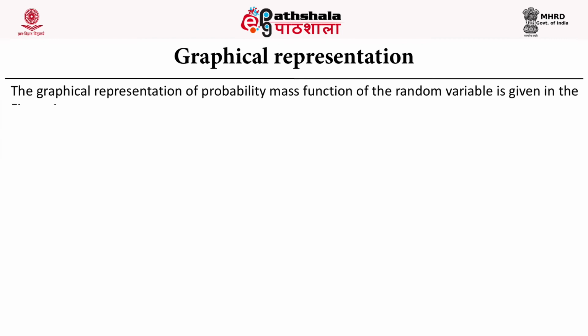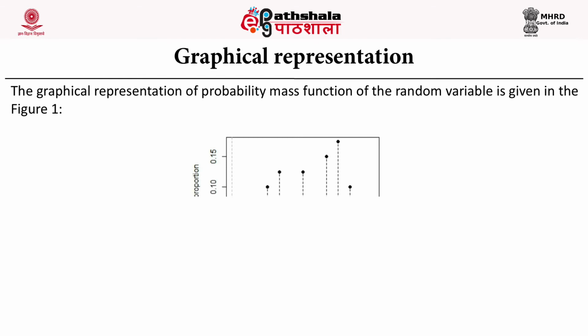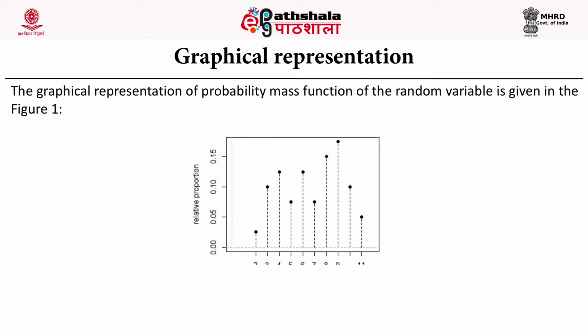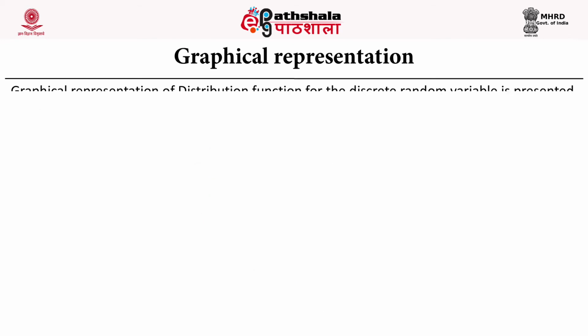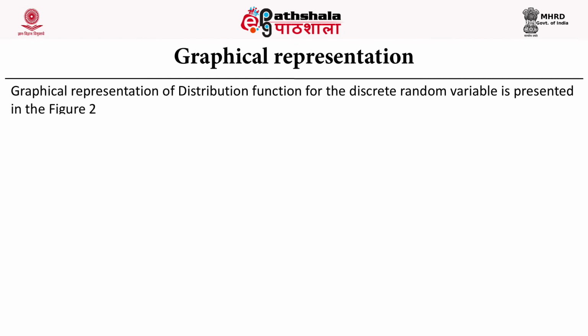So here we show a graphical representation of the probability mass function of the random variable, as given in figure 1. On the x-axis we have x values, and correspondingly we have probability values shown on the y-axis. As you can see, different values of x have different probabilities. When you sum all the probabilities of x values, the sum is 1.